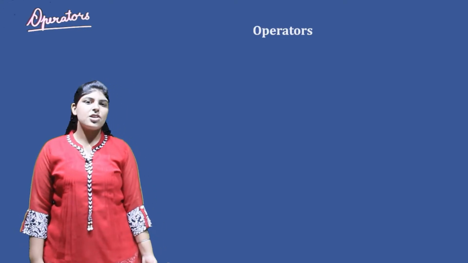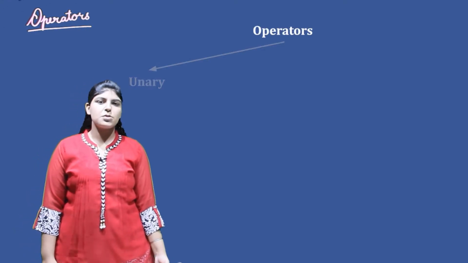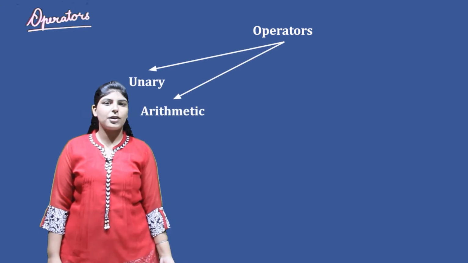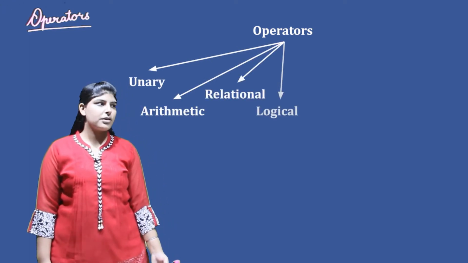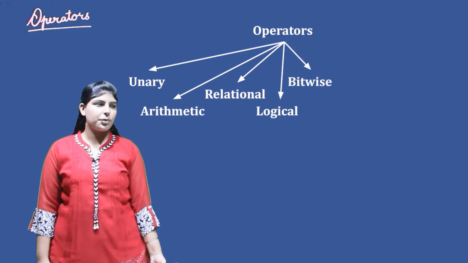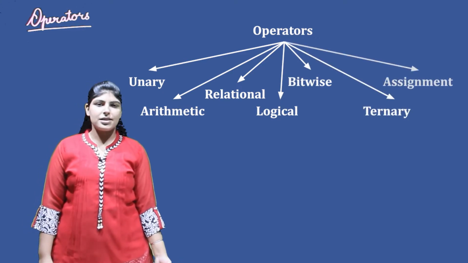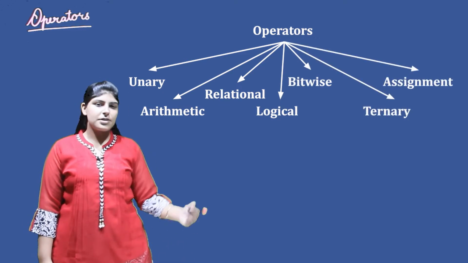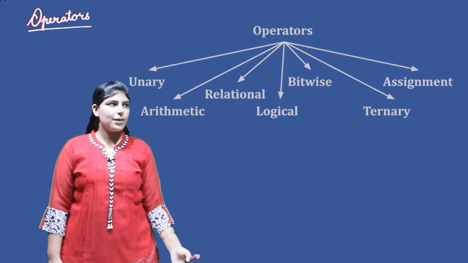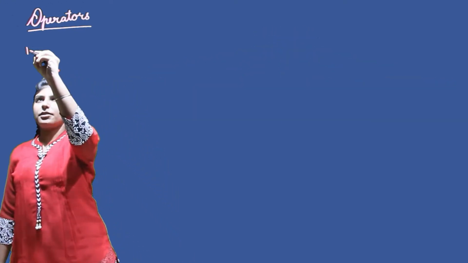Operators are the symbols that are used to perform specific operation on the operands. In Java, we have many types of operators. We have unary operators, arithmetic operators, relational operators, logical operators, bitwise operators, ternary and assignment operators. We will study each of them one by one. So let's first start with the unary operators.